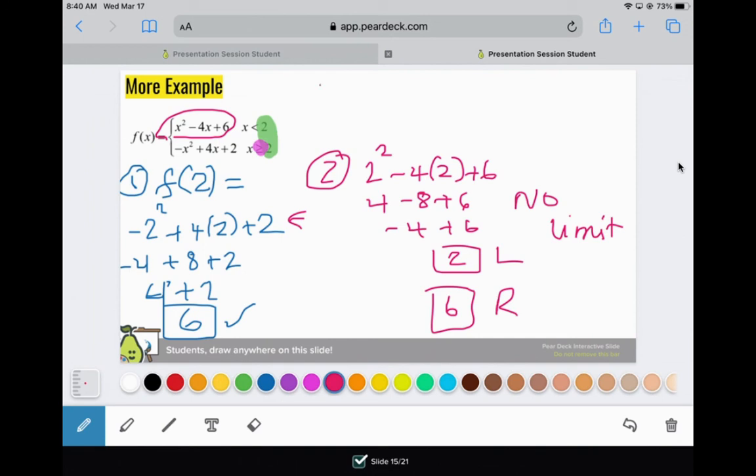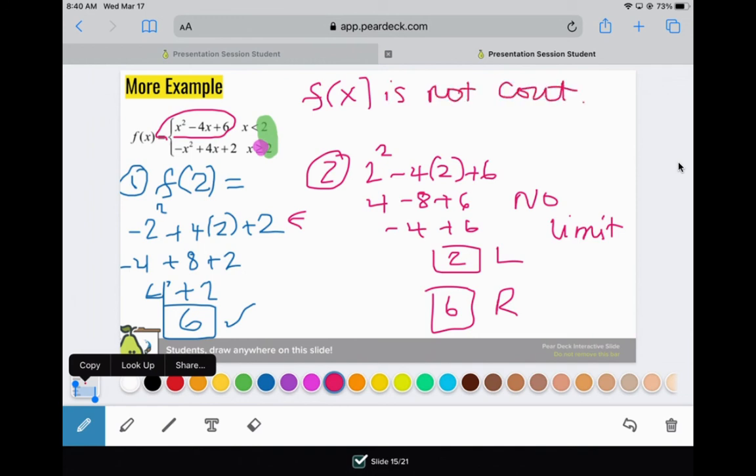So now I can go back and say f of x is not continuous at x equals 2. And I can stop right there. I don't have to go to step 3. Remember the last example? I went and checked step 3. But this one I won't, because the function is defined but there's no limit, so I can just stop. What do you mean by can you use 6?